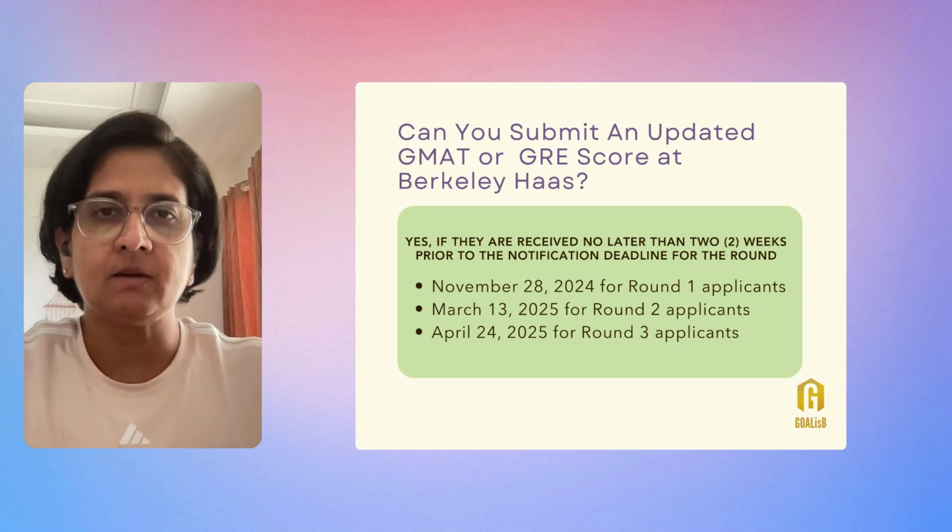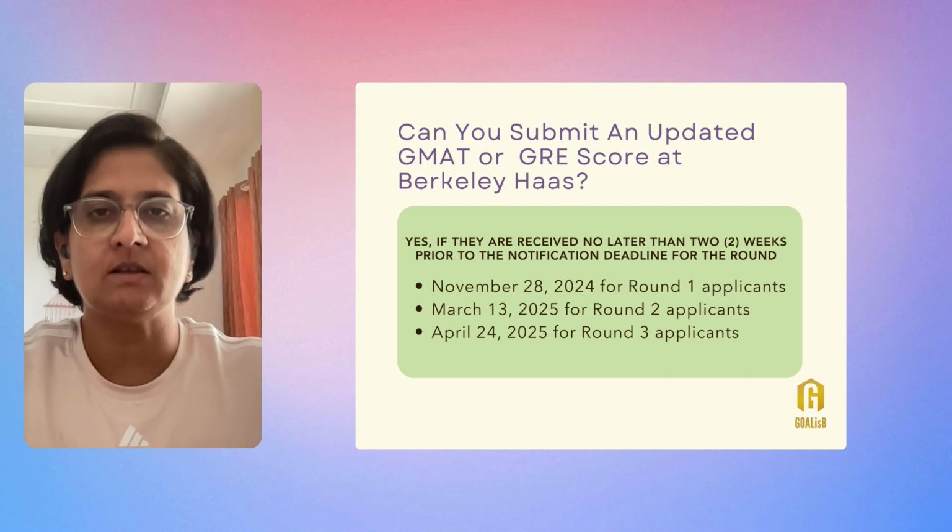So can you submit an updated GMAT or GRE score at Berkeley Haas? Yes, you can submit an updated GMAT or GRE score, but there is a condition for that: it should be received no later than 2 weeks prior to the notification deadline. So there is a very specific deadline for every round to submit. That is, the dates are 28th November 2024 for the first round of applications, 13th March and 24th April for the next consecutive rounds.